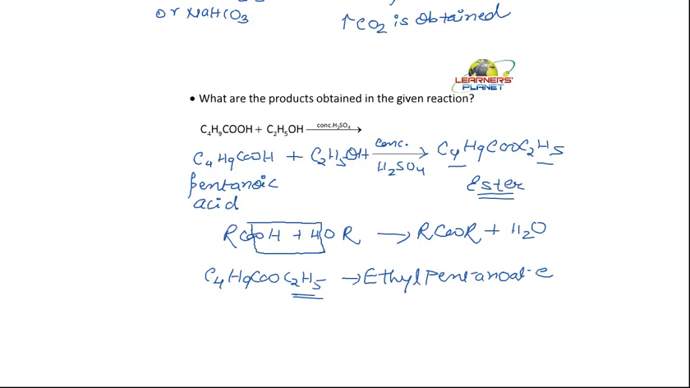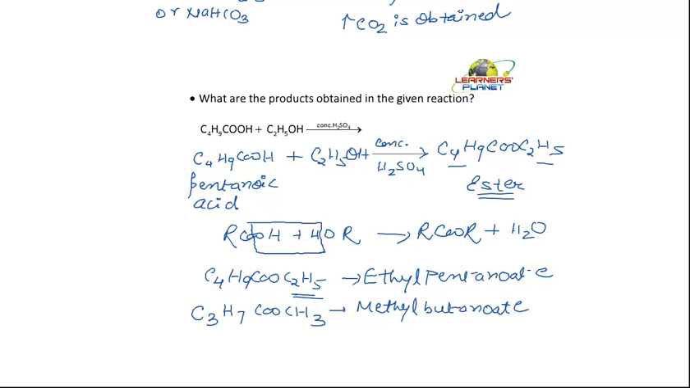Remember, this side is taken as alkyl and the rest is taken as the acid part. Say for example, I am telling you C3H7COOCH3. What would be its name? It would be methyl butanoate. Okay?